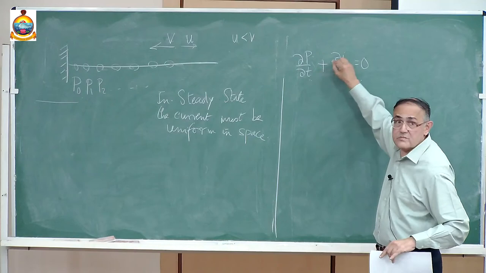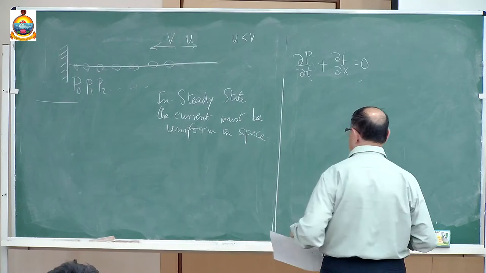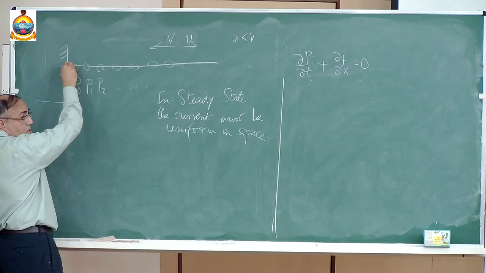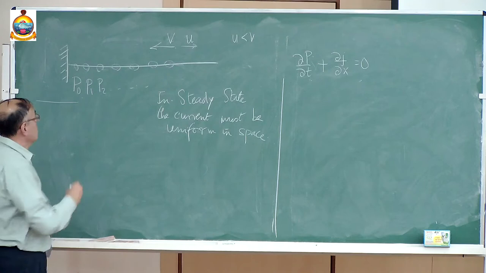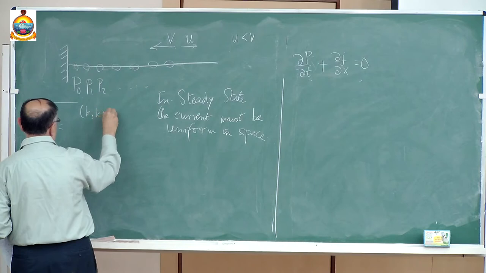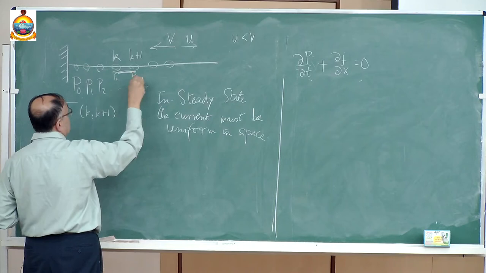So, in any steady state, this must be respected, provided you have a conserved quantity, which we do. But look at the current here. There is a wall, so the current has to be 0. If the current is 0 here, it has to be 0 everywhere. So the current in every link is 0. But what is the current in the link k to k plus 1? Well, so we are looking at a particular link here. This is site k, this is site k plus 1. There is a pk here, there is a pk plus 1 here. We are asking what is the current that is flowing here.